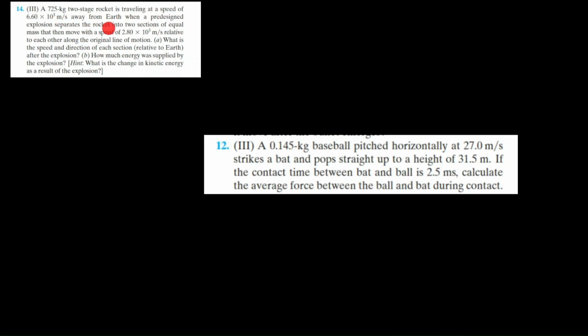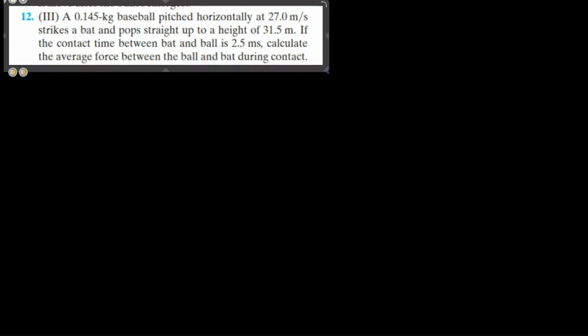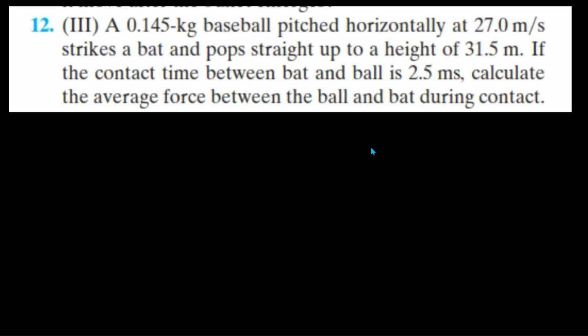Let's try question number 12 for the moment. A 0.145 kilogram baseball pitched horizontally at 27 meters per second strikes a bat and pops straight up to a height of 31.5 meters. If the contact time between the bat and the ball is 2.5 milliseconds, then what is the average force exerted between the ball and the bat during the contact?